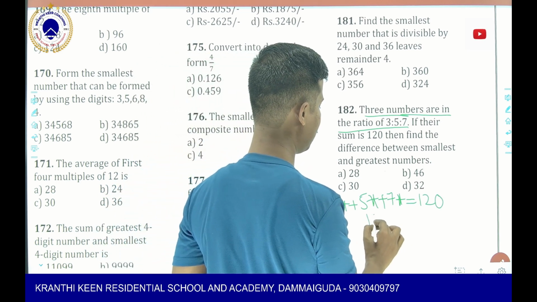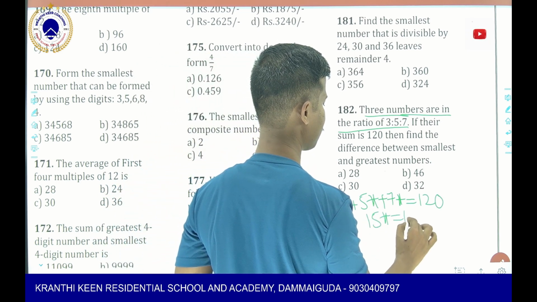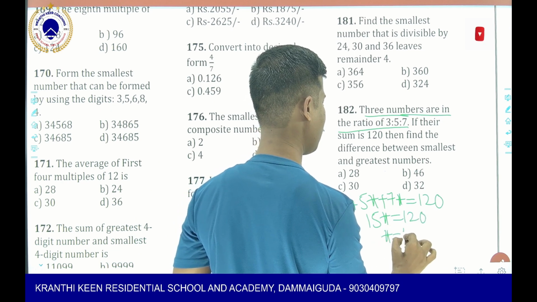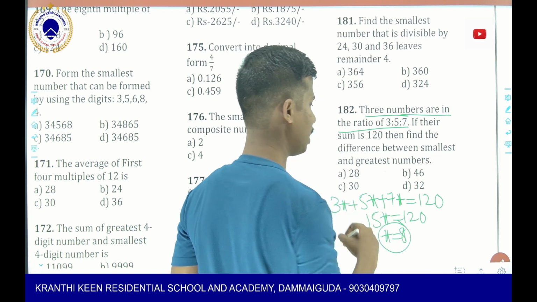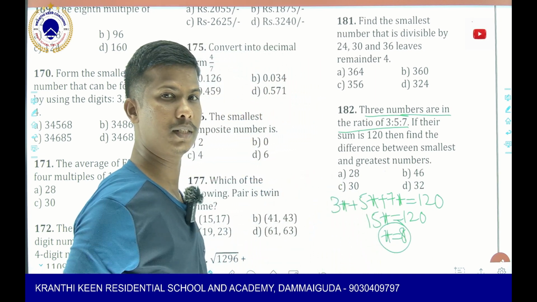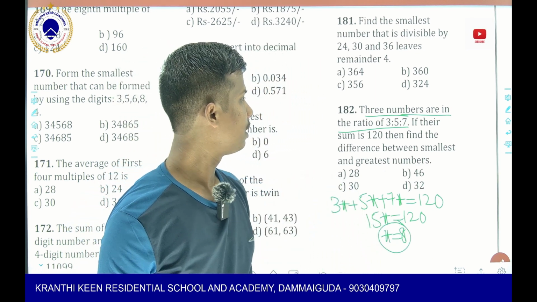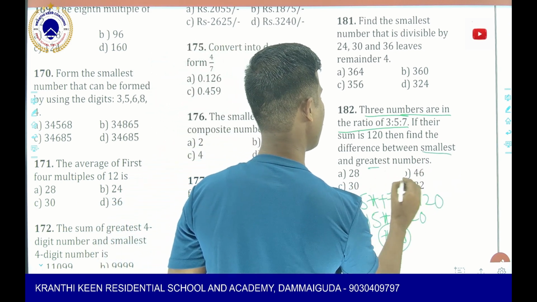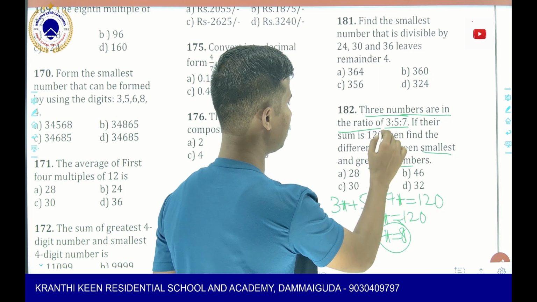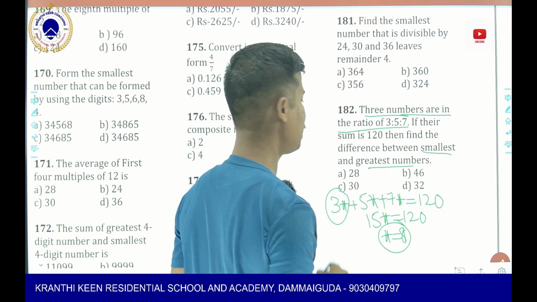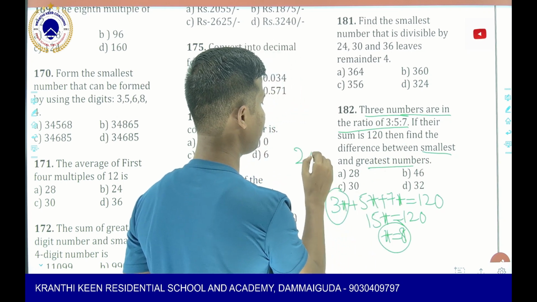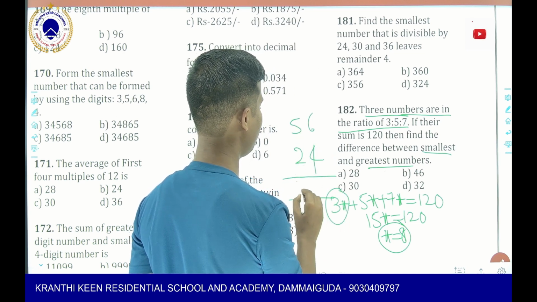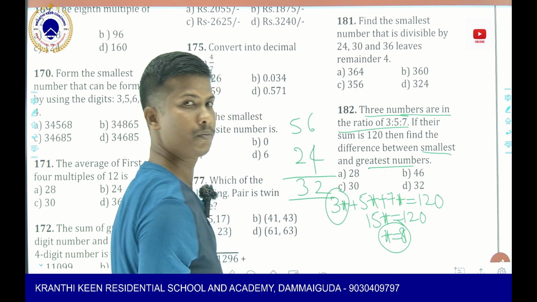That means 15x is equal to 120, no? And x equal to how much? 120 by 15, 8. That means here the fixed constant number which has been used is 8. Now we see, find the difference between the smallest and the greatest numbers. Smallest number means 3x, 3 8s are 24. Greatest number 7 8s, 56. 56 minus 24, how much you will get? You will get 32.